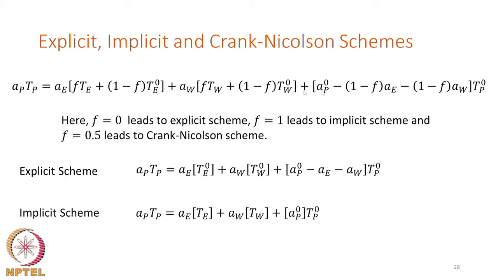And this equation can then be simplified for explicit and implicit as follows, and you can see that in the explicit scheme everything on the right hand side is available from the previous time step temperatures, and therefore, you can directly obtain what is the temperature at P in the current time step. In the implicit scheme everything on the right hand side is actually also at the current time step, and therefore, you have to iterate.